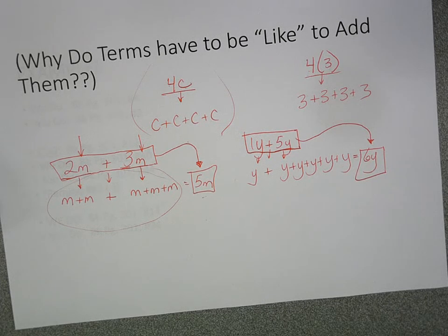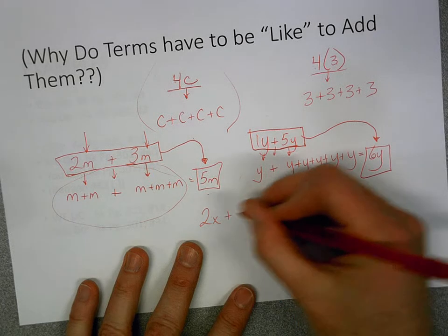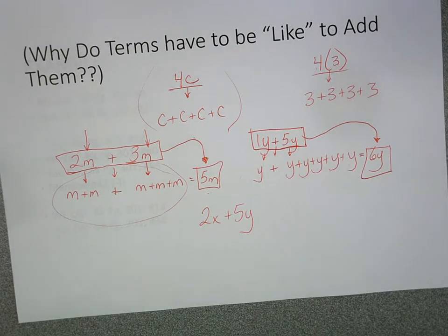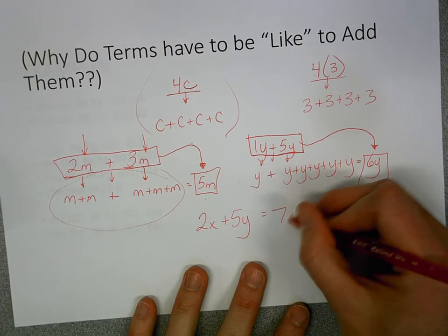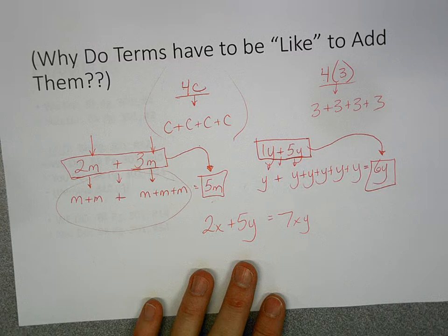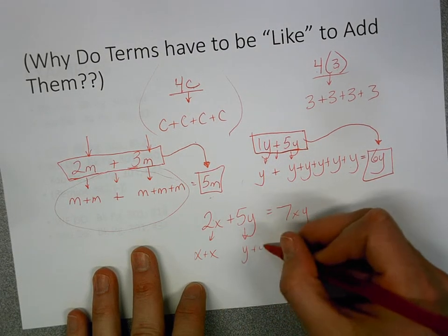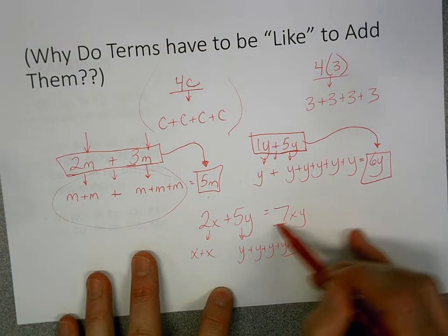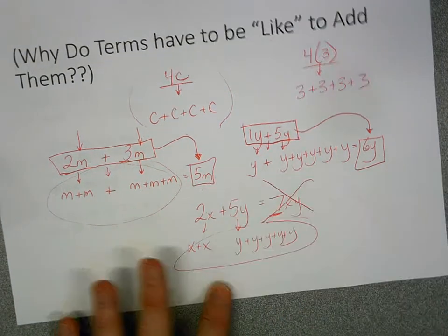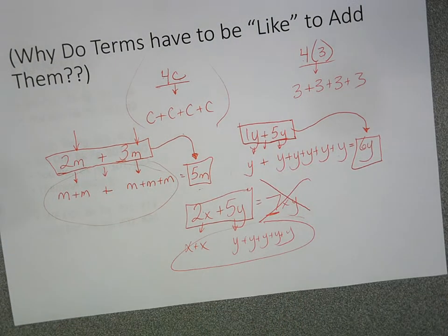Okay? Now, what about this? Here we go. 2x plus 5y. Anybody? It's not 7xy? No. Think about it, right? There's 2 x's and there's 5 y's, but you can't combine them because there's not 7 of anything. There's just 2 x's and 5 y's. This is simplified form. Okay?